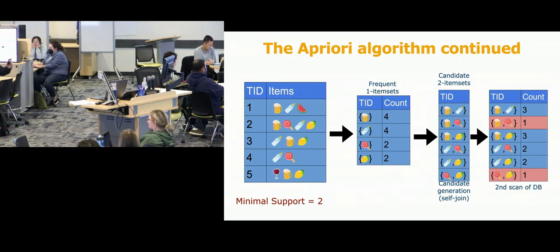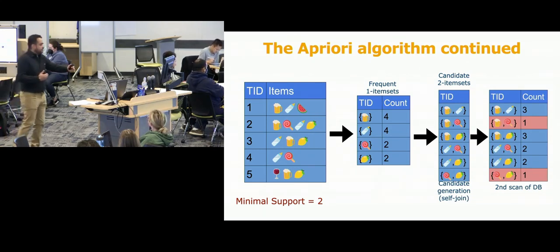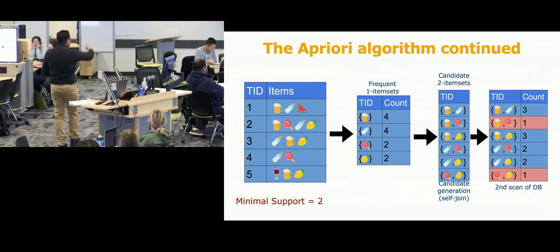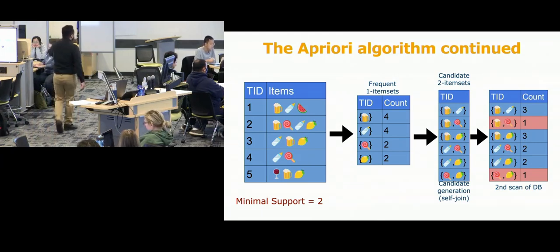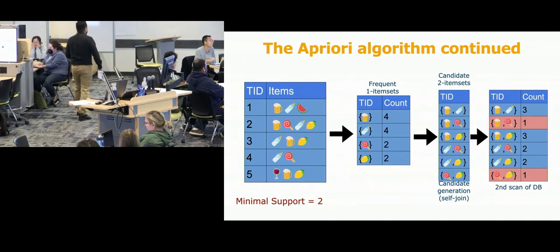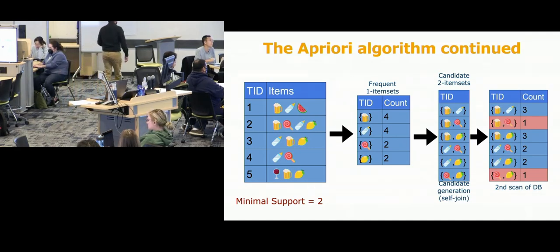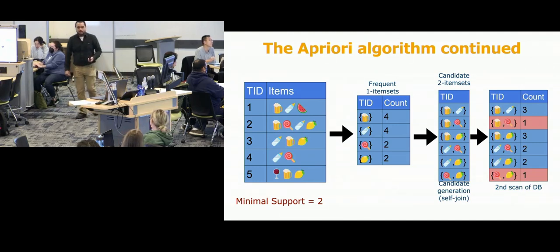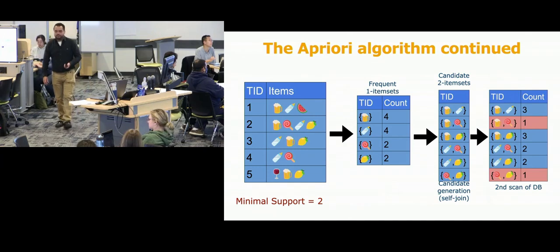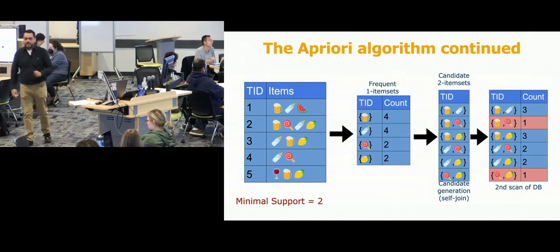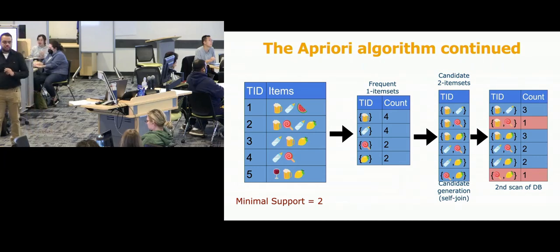And then once we've generated the candidates, we look at the database to see how many times they occur. So we make a second scan of the database. Now we consider these 6 possible 2-item sets. Once again, we count and see if they're greater than the minimal support. It turns out, again, most of them are, except two. Beer and lollipop occurs only once, and lollipop and lemon also occurs once, so we throw them out.